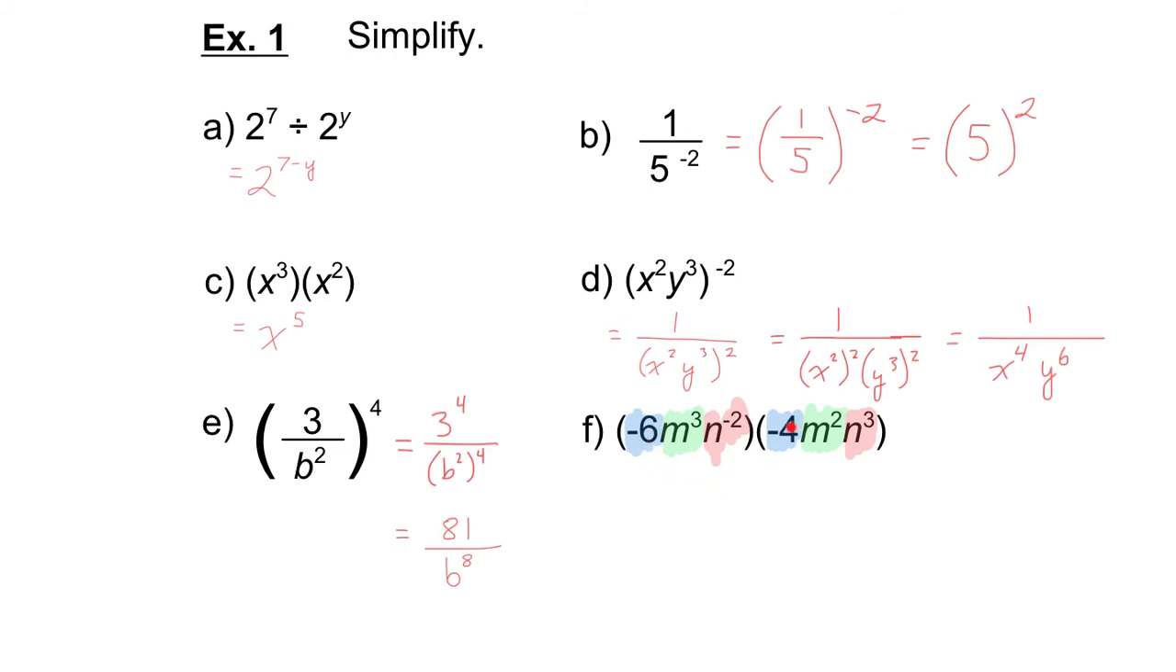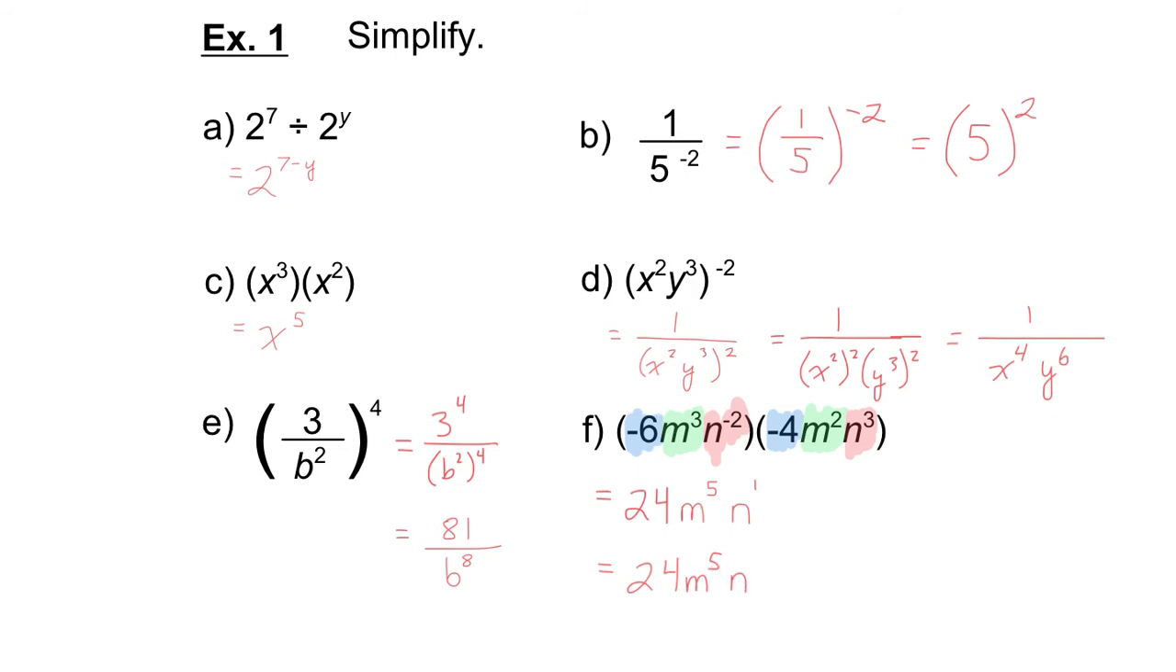Negative 6 times minus 4 is positive 24. M to the 3 times m to the 2, add the exponents, it's m to the 5. Then n to the minus 2 times n to the 3, add the exponents, negative 2 plus 3 is 1. So n to the 1, or just n. So my final answer is 24 m to the 5 n.